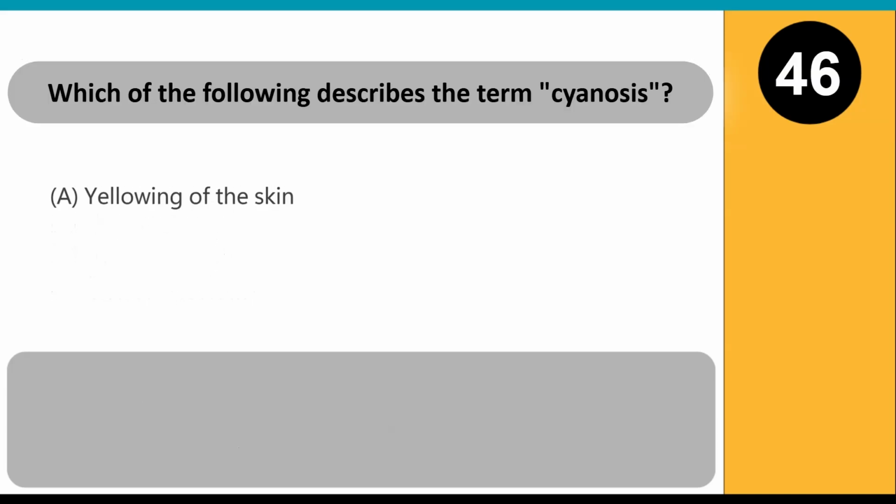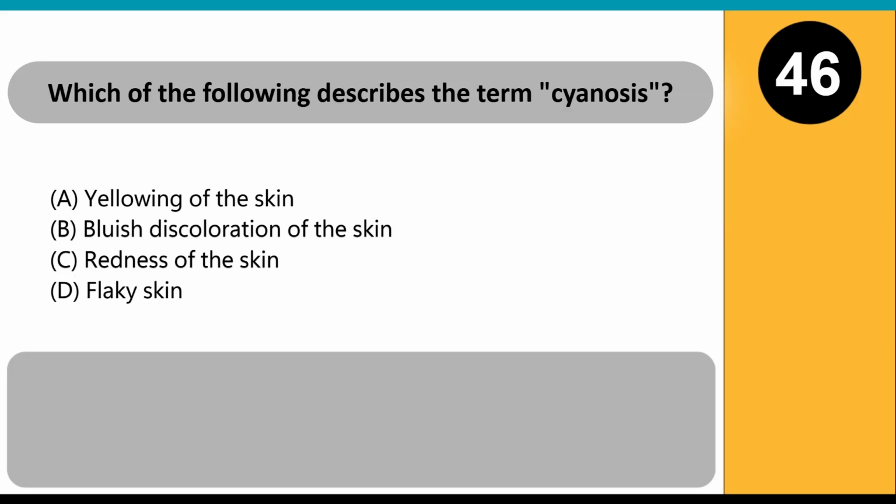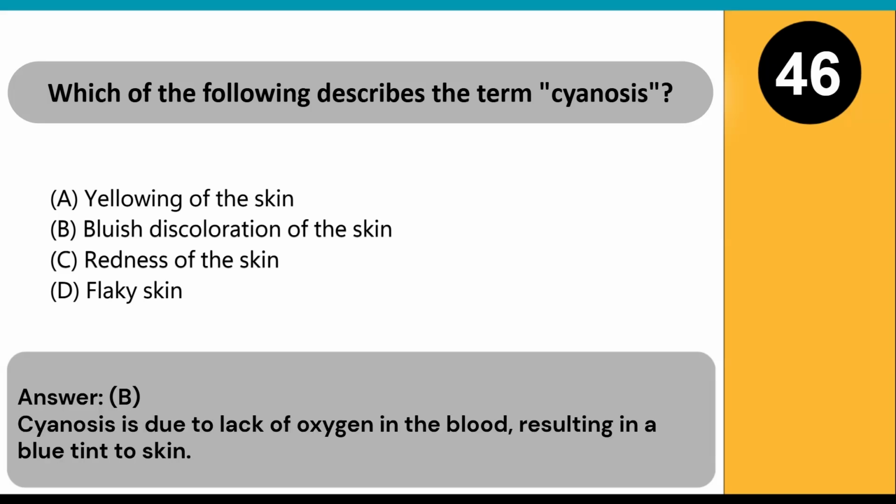Which of the following describes the term cyanosis? A. Yellowing of the skin. B. Bluish discoloration of the skin. C. Redness of the skin. D. Flaky skin. Answer B. Cyanosis is due to lack of oxygen in the blood, resulting in a blue tint to skin.